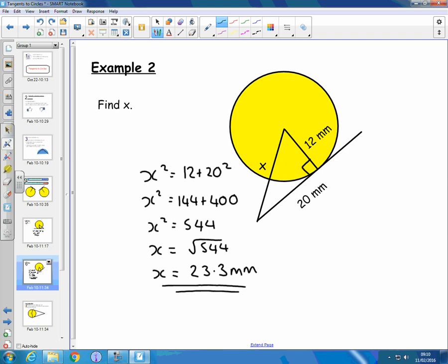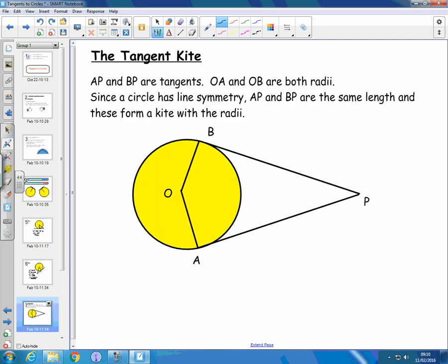Okay, so the last kind of point about today is something called the tangent kite. Now, what we have here is a circle with 2 tangents, tangent AP and tangent BP. Now, OA and OB are both radii, and what we're going to have a look at is the fact that we can see this kite being formed. Obviously, these 2 are equal because of the radius being the same size, and then we've got a line of symmetry across the middle.